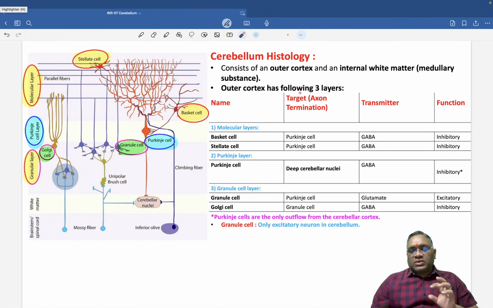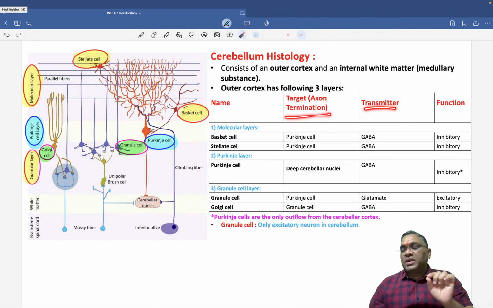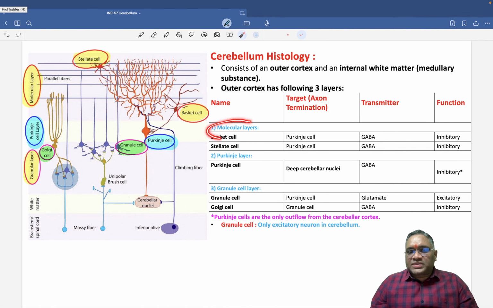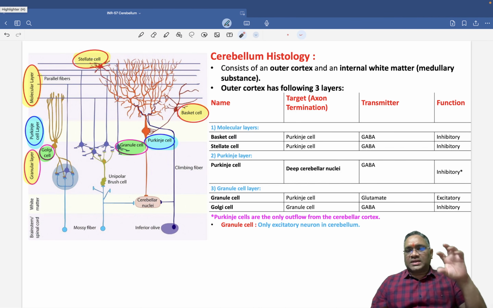Now what I wanted to say is that for these cells, their targets means where they have axonal termination, what transmitter they have, and what their function is, right? So first we look at the molecular layer. Molecular layer, what are the cells? Stellate cells and basket cells, right? What are their targets? You can see the target is the Purkinje cell. Both stellate cells and basket cells have axon termination at the Purkinje cell, right?